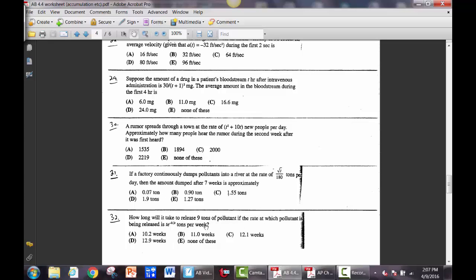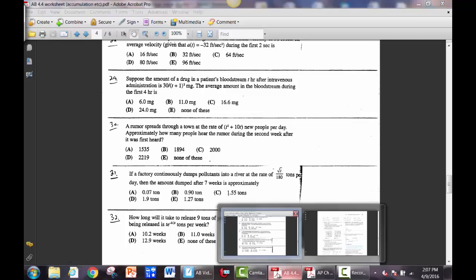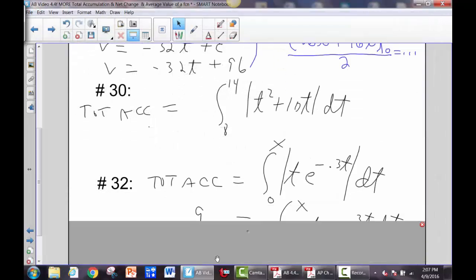Now, this is kind of a different question. Usually they ask for how many tons will be released. They're actually telling you how many tons are being released, and they're asking you how long it's going to take. So they're asking you basically for that upper limit of integration. So here's what we have.